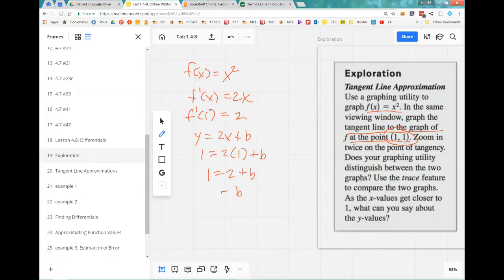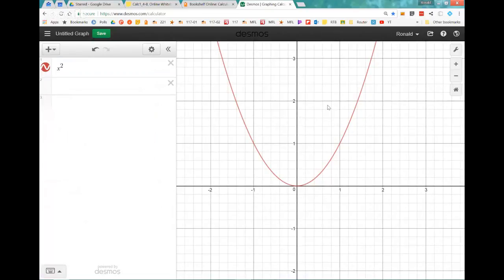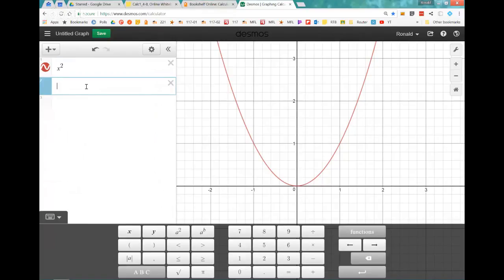So you can see that b would equal -1, so that the tangent line is y equals 2x minus 1. Okay? Now that we've done that work, let's quickly go to Desmos and see what that looks like. So in Desmos, first we're going to do x squared. We all know what that looks like. That's a good old parabola sitting on the origin. Okay, and now we need to do our tangent line, 2x minus 1.